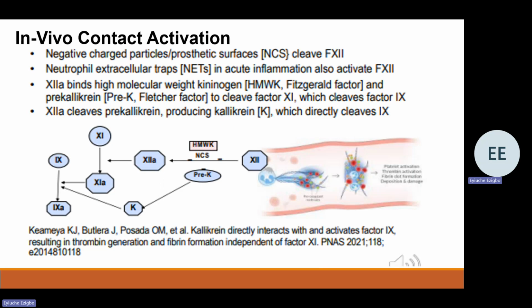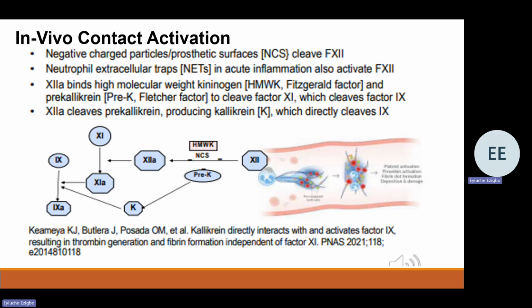So we have here in vivo contact activation. If you can recall our diagram on the cascade plasma-based model for blood coagulation, we have the extrinsic pathway, the intrinsic pathway, the common pathway, and we have another arm, the contact activation pathway. Here, factor 12, high molecular weight kininogen, and prekallikrein make up this contact activation pathway. They are the proteins that make up the contact activation system.